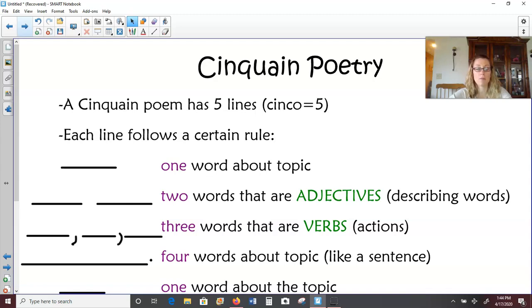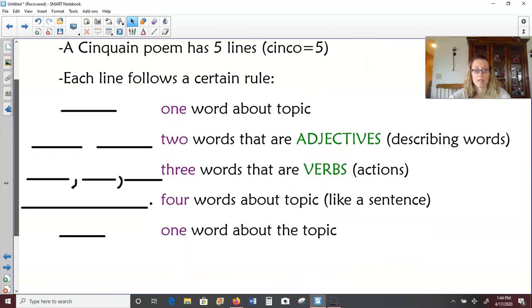There's one other type of poem that I want to run through with you real quick, and that is called a cinquain poem. If you know anything about counting in Spanish, uno, dos, tres, cuatro, cinco. Cinco is 5, so a cinquain poem comes from the word cinco, that means 5. So quatrain poems, qua means 4. Cinquain poems comes from cinco, which means 5. So this kind of poem has 5 lines to it, and it does follow a certain rule. And you can see here, the first line has 1 word, and usually it's what the topic of your poem is about. The second line has 2 words, and those 2 words have to be adjectives describing your topic. The third line, you guessed it, has 3 words, and those words have to be verbs. They have to be action words about your topic. The fourth line has 4 words, and you can make it like a sentence, but it has to be something about your topic.